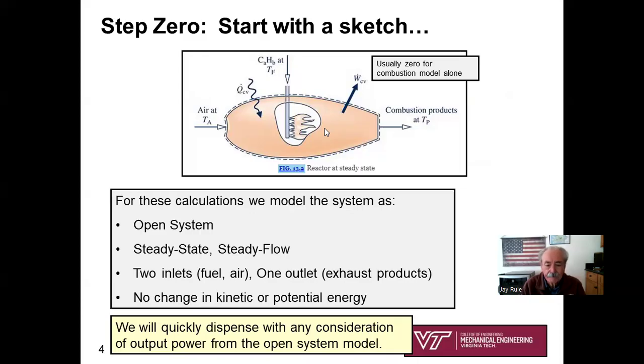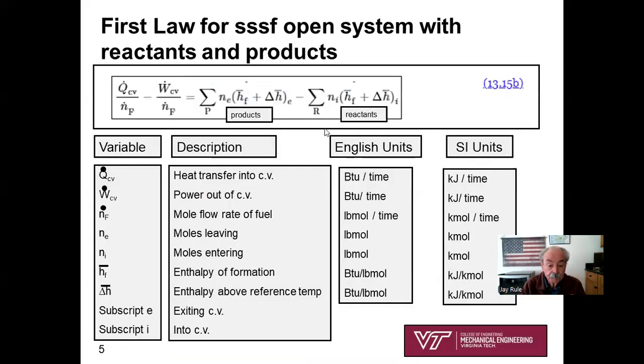We're not lifting a weight. A shaft is not turning at a known torque and speed. And so we're going to go right to write down the first law. This is going to be equation 13.15b in your textbook.